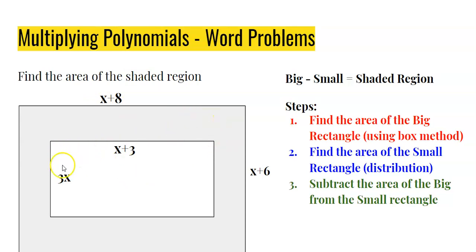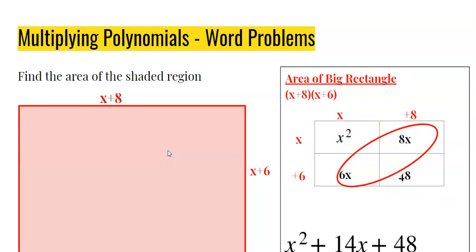You can think of it as taking this smaller rectangle out. So I'm going to have to find the area of the bigger rectangle, find the area of the smaller rectangle, and subtract. So let's start with the big rectangle.